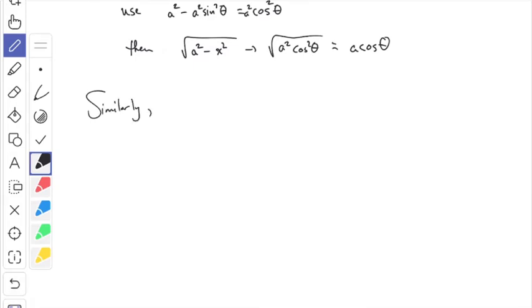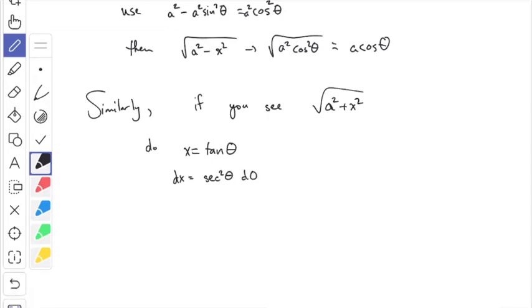Similarly, if you see the square root of a squared plus x squared, the one I just said works when it's a minus in the square root. What if it's a plus in the square root? In this case, there's a similar trick, slightly weirder. It turns out using the tangent works. x equals a tan theta. And then dx will be the derivative of tan. Anybody remember this? Derivative of tangent is secant squared theta d theta, of course.